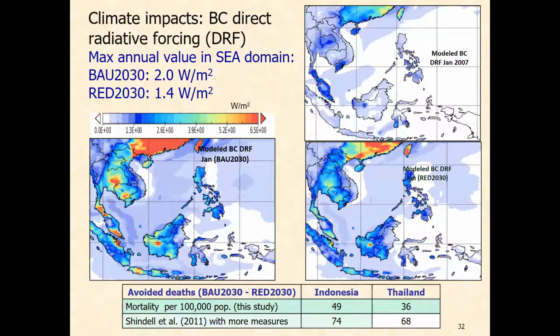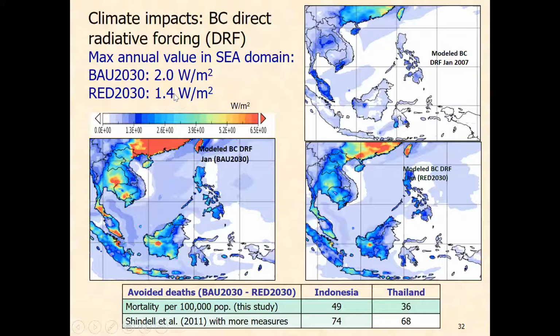So these are the results. First, black carbon. If we reduce black carbon, we also reduce PM2.5, you know that. And then here we try to quantify the black carbon direct radiative forcing effect. It means the effect on climate. So we see the maximum annual value in the Southeast Asian domain under business as usual. You can see here, and that is 2.0 watt per square meter. Under the emission reduction scenario, the maximum is here.